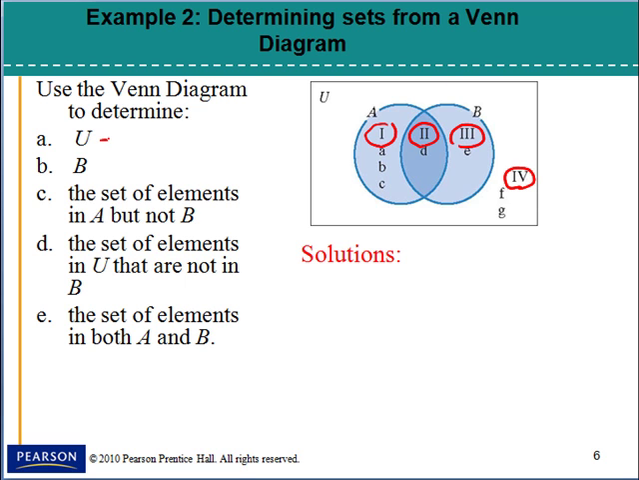So if we want to find what is in the universal set, we take the union. We get regions 1, 2, 3, and 4, which contain A, B, C, D, E, F, G. These are all the elements belonging to the universal set, which contains regions 1, 2, 3, 4.